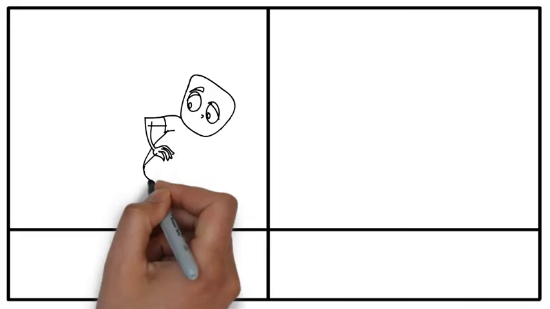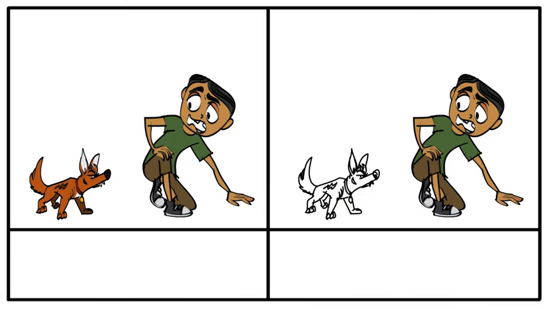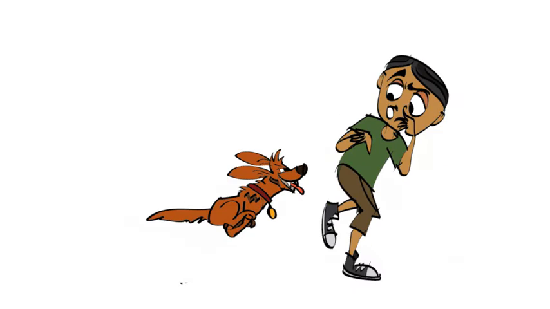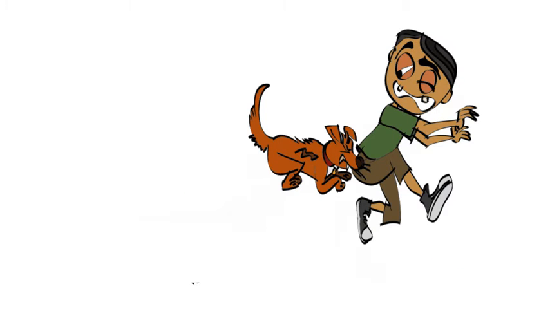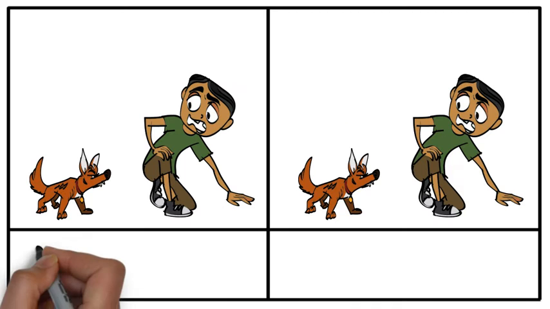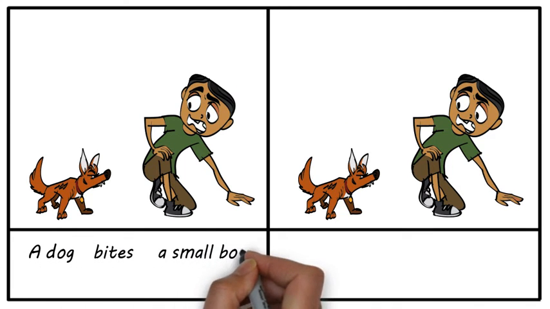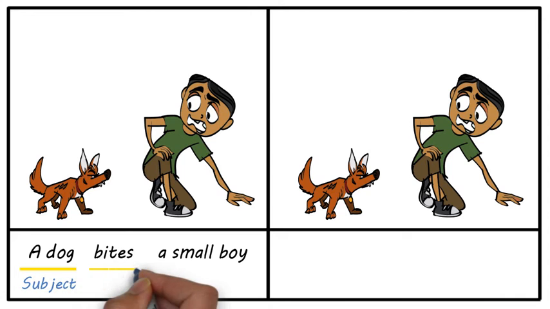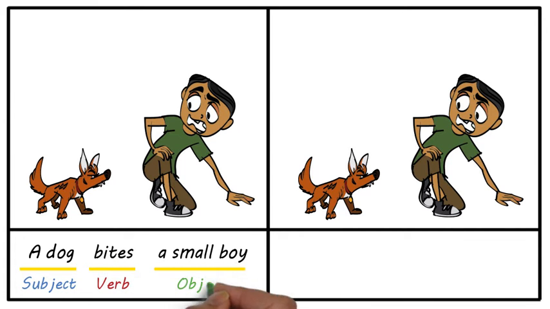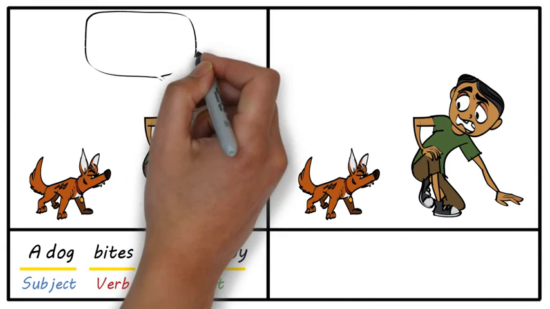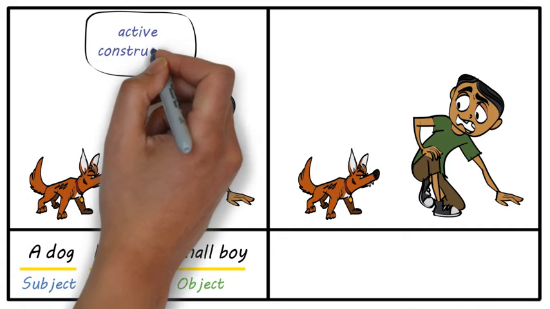Now, I want to draw a small boy and an angry dog. What does the picture describe? It shows a dog bites a small boy. A dog, subject, bites, verb, a small boy, object. The sentence is called active construction.